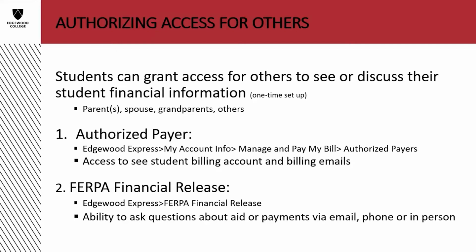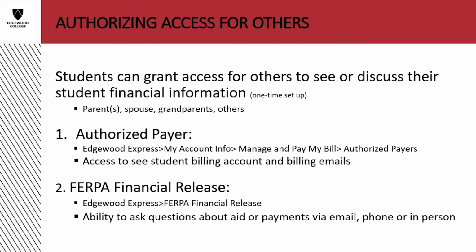payments on your behalf. Note that setting up a parent as an authorized payer does not automatically grant us permission to discuss your account should they call or stop into the office to ask questions. In order for us to discuss your account information, you must complete a FERPA financial release. Completing this release allows your parent, parents, or others to discuss your finances, such as financial aid and billing.